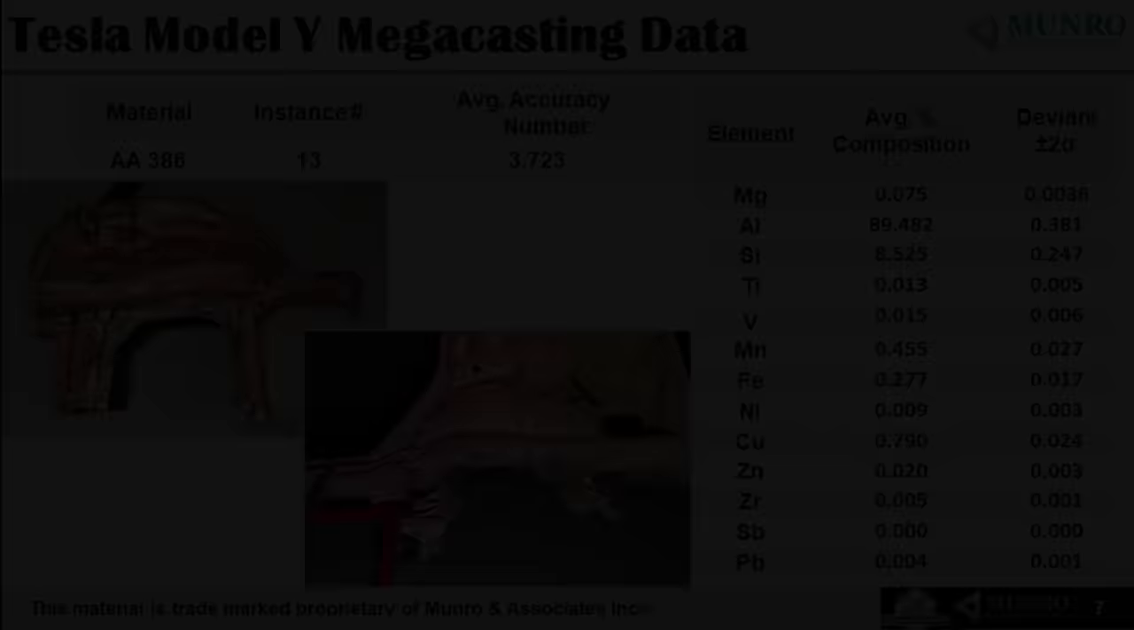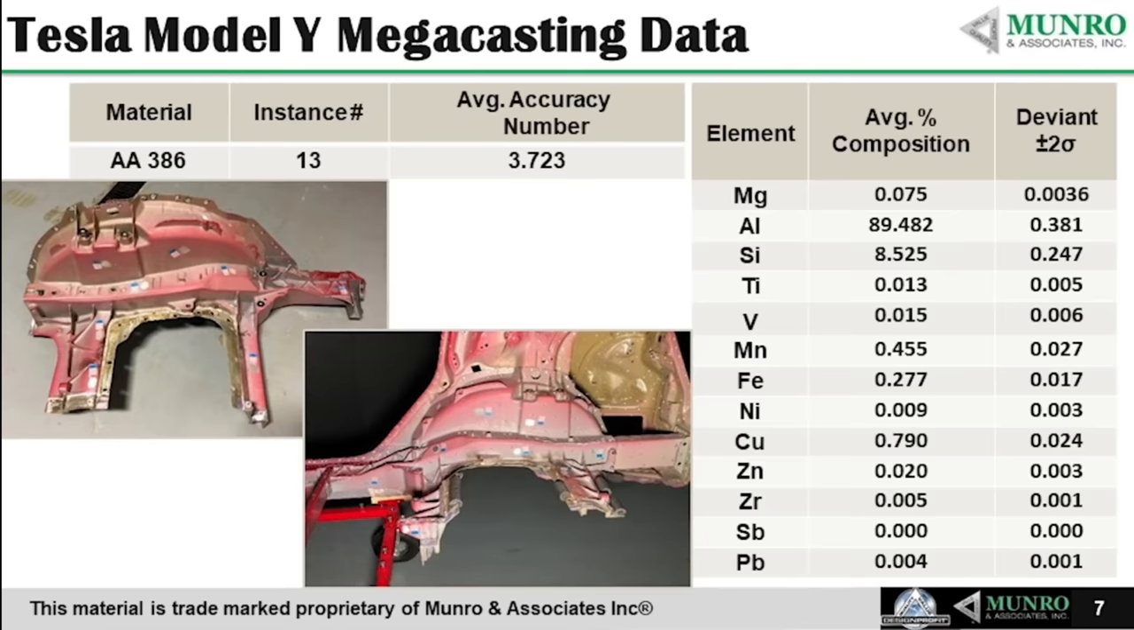Criticism number two. Gigacasting can be copied because gigacasting machines are available and anyone can analyze Tesla's alloy and copy it. While that's true to a certain extent, it's a red herring. Ultimately, the broader argument here is that other automakers will catch up to Tesla and create a, quote, Tesla killer.